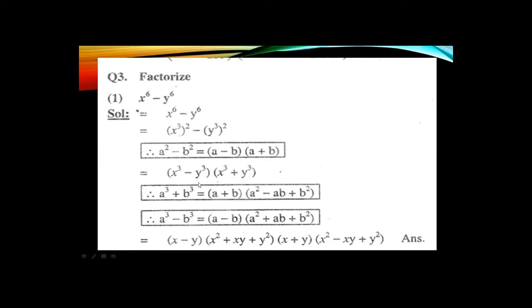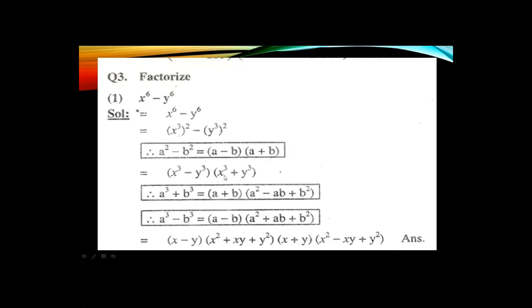So in the first one, this is a cube minus, a x cube minus y cube. So the formula is going to apply here. Instead of a we will use x, instead of b we're going to put y. So it becomes x minus y, x square plus xy plus y square.